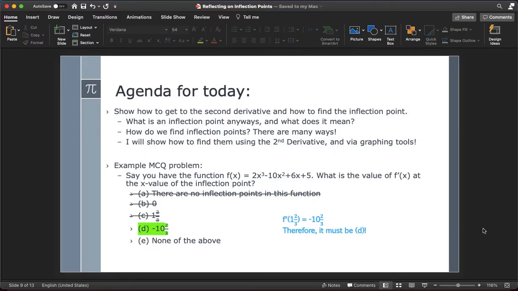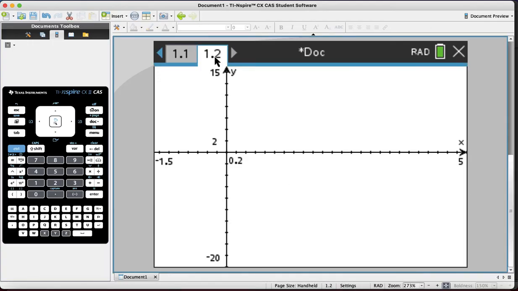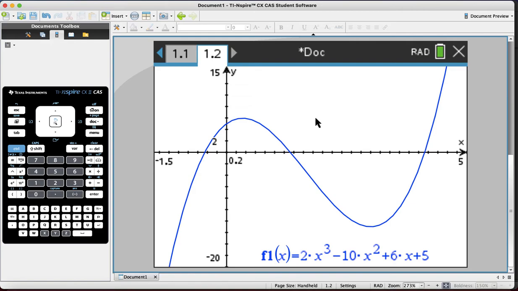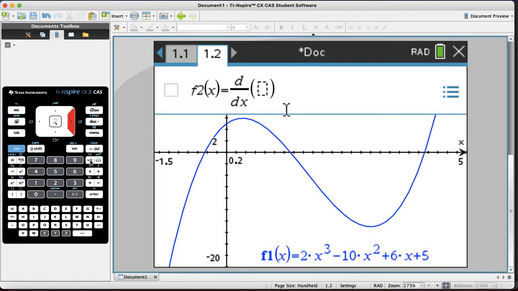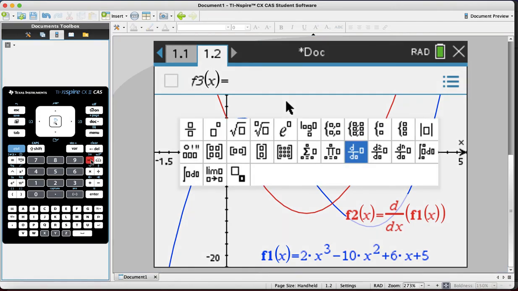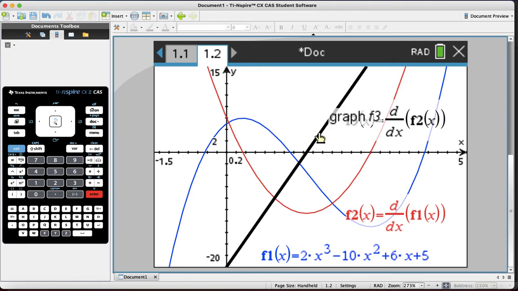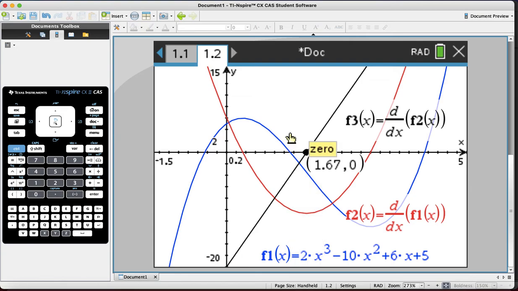Now, try graphing it and solve it using our TI-Nspire. So if we go back and graph it real quick, this is what our function looks like. And then if we take the derivative of our first function, f1 of x, and then we take the derivative of our second function, or the second derivative of our first function, f2 of x. Now, if we analyze and trace the 0 for this function, we get 1 2/3.